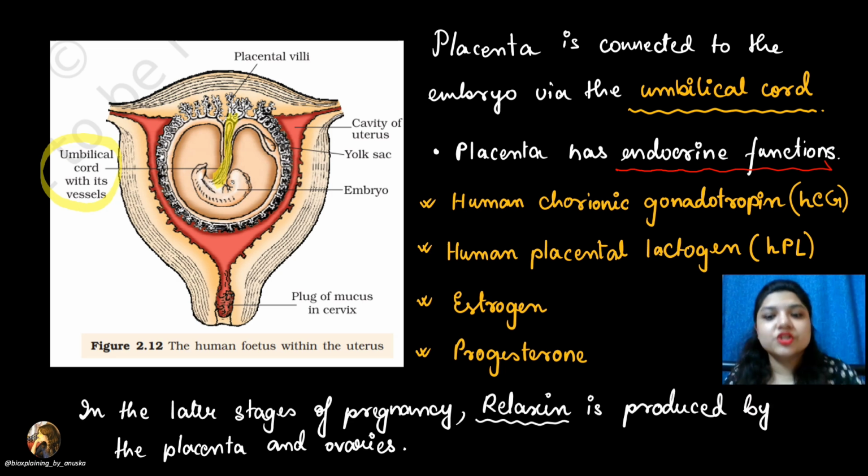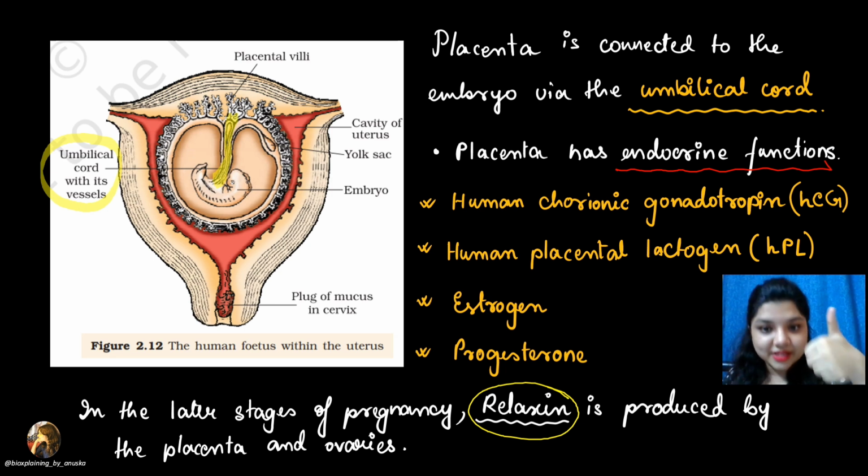In the later stages of pregnancy, there's another hormone known as relaxin, which is produced by the placenta and the ovaries. So in total, if you have to talk about the endocrine functions of the placenta, what hormones do you have? First, human chorionic gonadotropin, HCG, then human placental lactogen, HPL, then estrogen and progesterone, and in the later stages of pregnancy, relaxin.